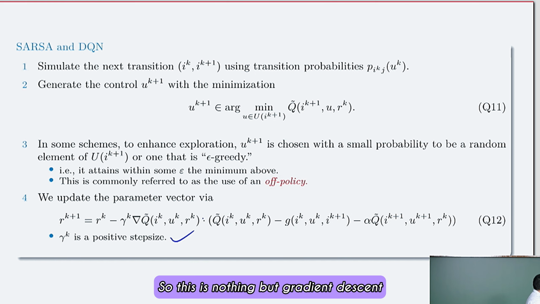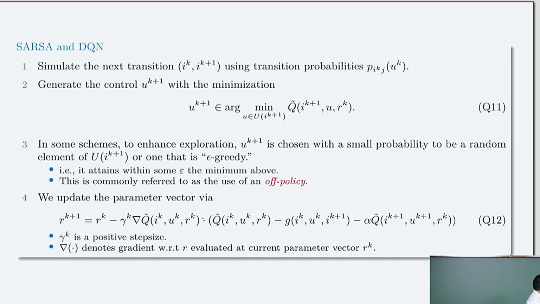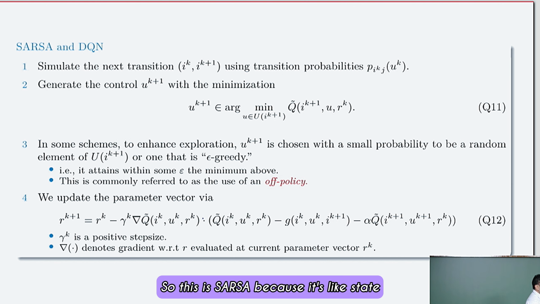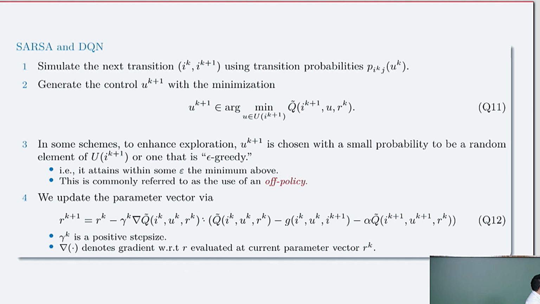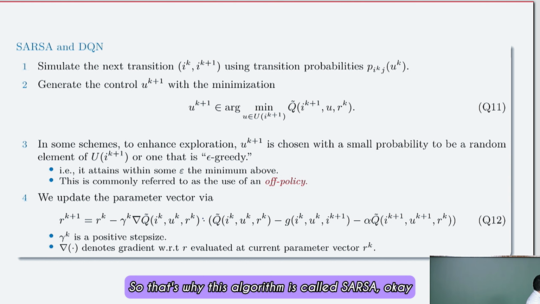So this is nothing but gradient descent, and you will see that there are many variations of this. So this is nothing but the SARSA algorithm. It is SARSA because it's state, action, and then reward. We look at the reward, and then we take the next action. So SARSA, right? State and then action again. That's why this algorithm is called SARSA.